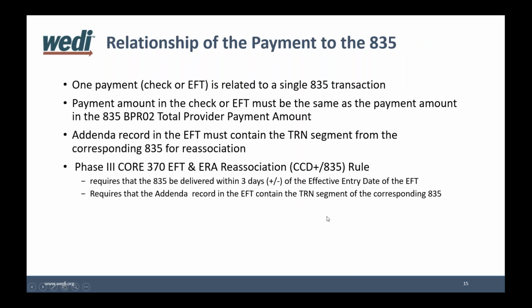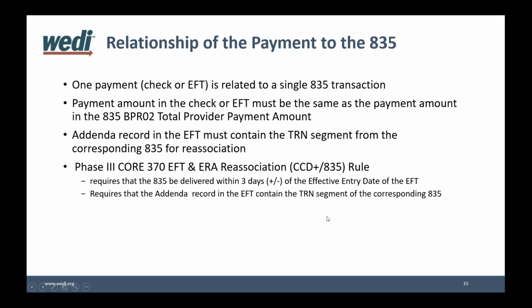The relationship of the payment to the 835: one payment, whether it's a check or EFT, is related to a single 835 transaction. The payment amount, this is important, the payment amount in the check or EFT must be the same as the payment amount in the 835. It's called the BPR02, the total provider payment amount. Those must match. The addenda record in the EFT must contain the TRN segment, the identifier from the corresponding 835, so you can reassociate to that payment.